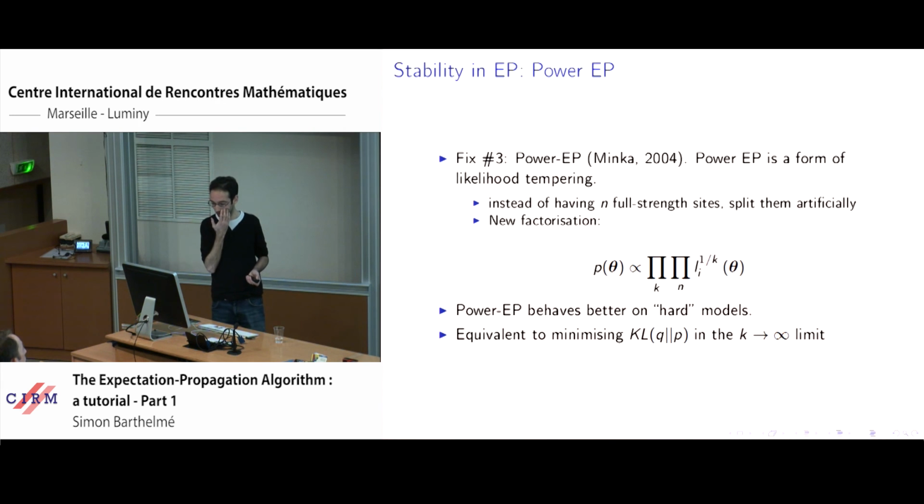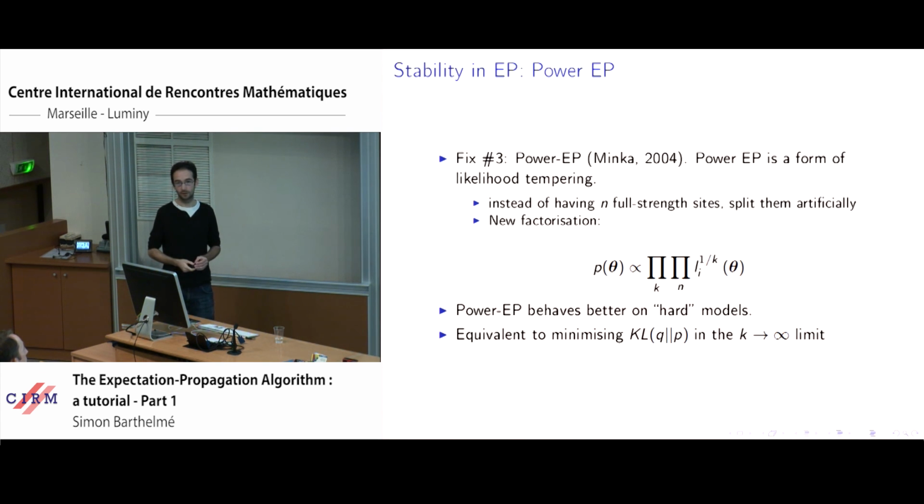A last fix is something called Power EP, and it's a clever idea, again, by Minka, of course. It's a form of likelihood tempering. What you do is you say, well, EP diverges because the likelihood is too strong, and it pulls me in different places at once. I don't want that. So another way of slowing down EP, if you like, is instead of having n sites that are full strength, so to say, you divide them to make them weaker.